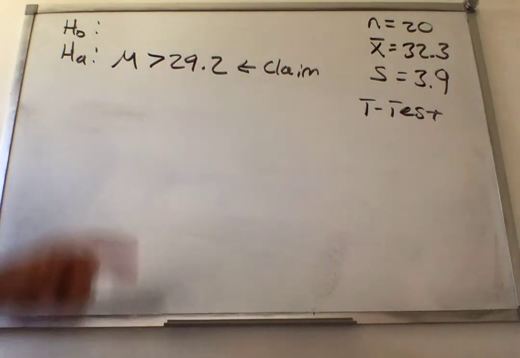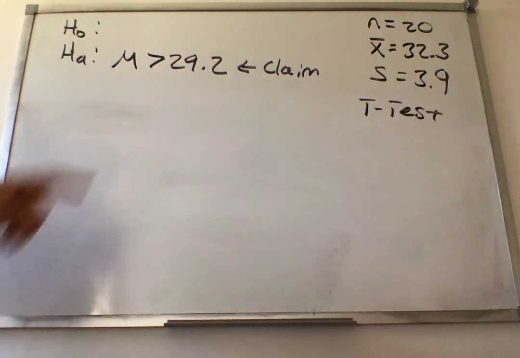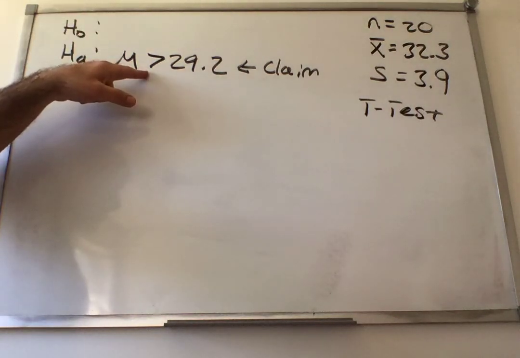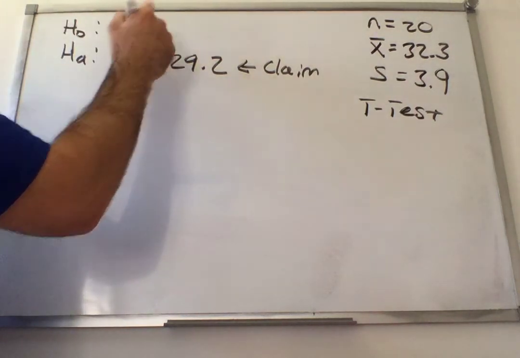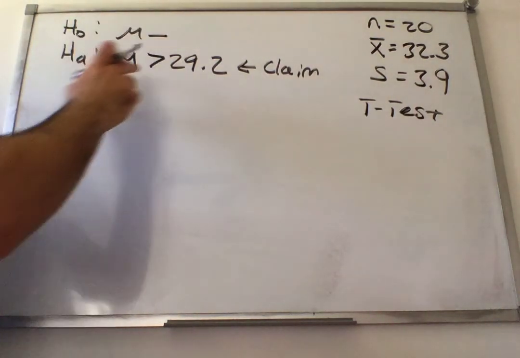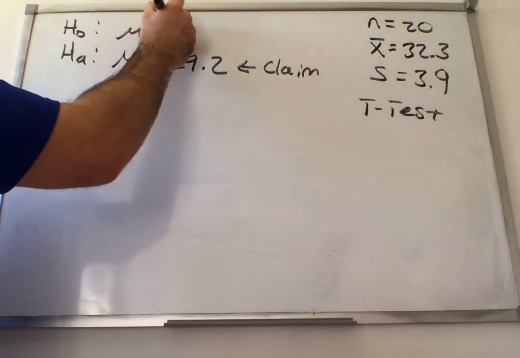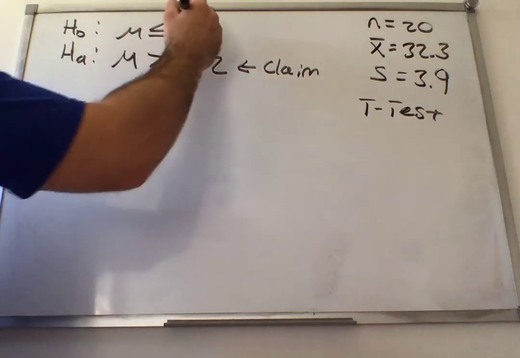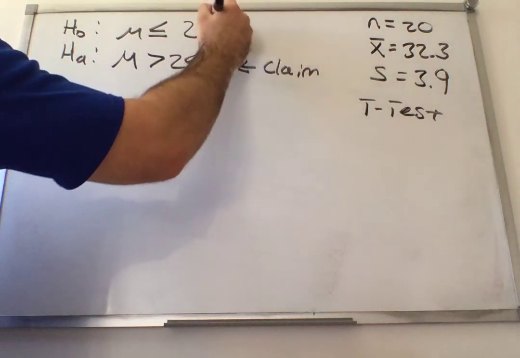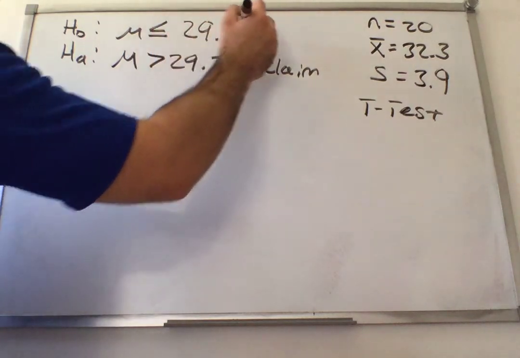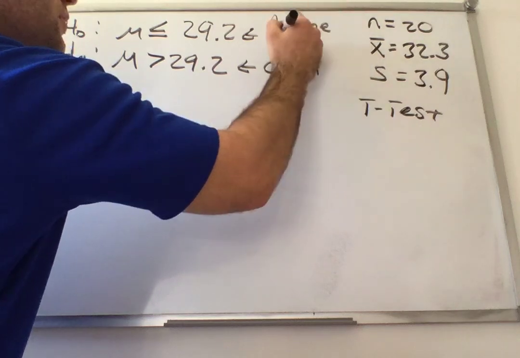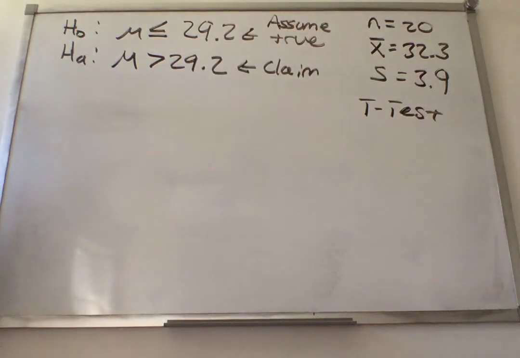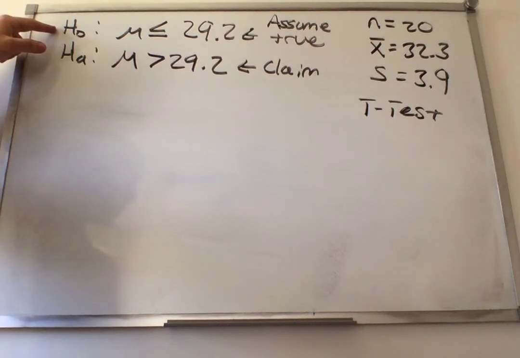So we can get the other hypothesis because it has to be contradictory to this one. Well, the null hypothesis always has the equal to sign, but now if this is a greater than, the opposite of that is a less than 29.2. And remember, doing a hypothesis test, we automatically assume that the null hypothesis is true, okay?